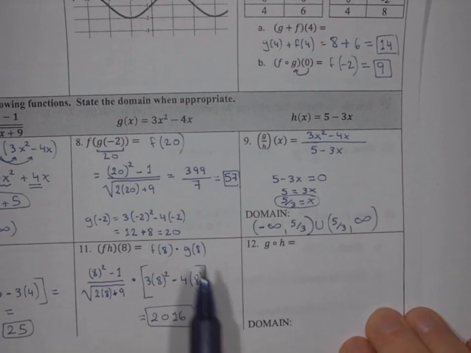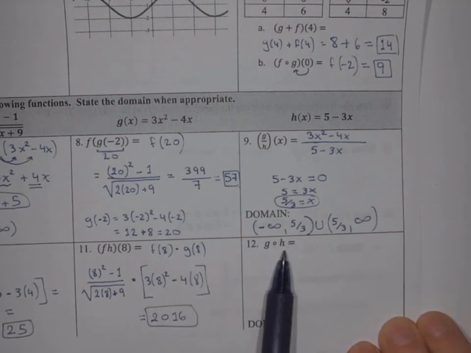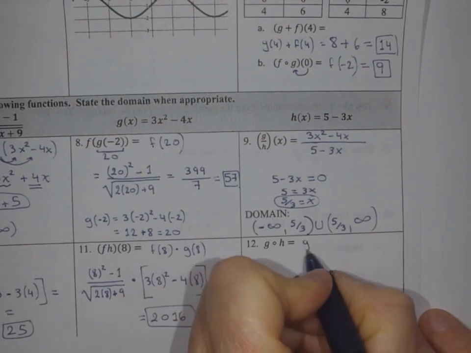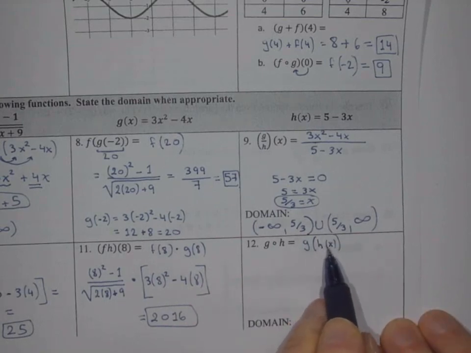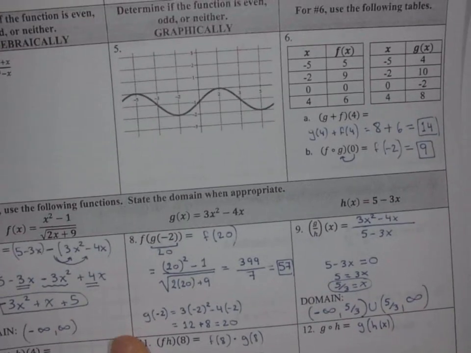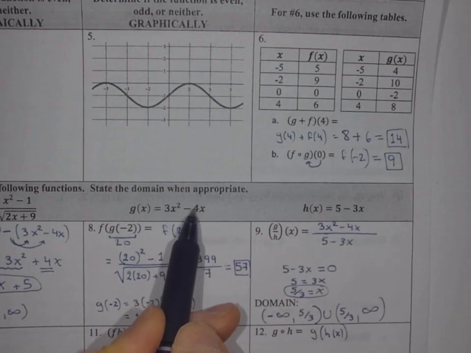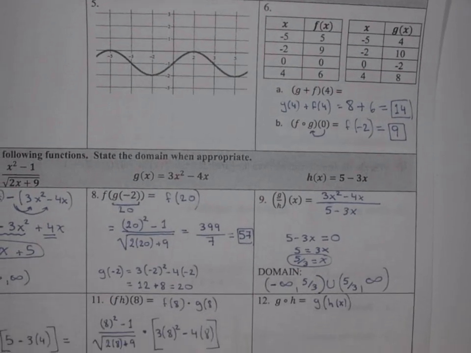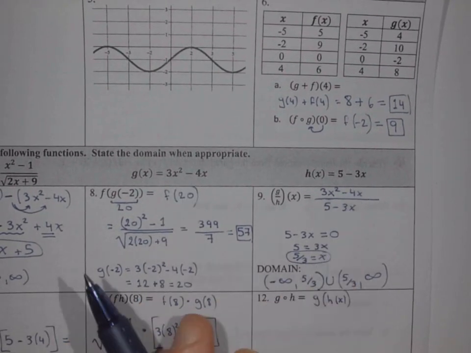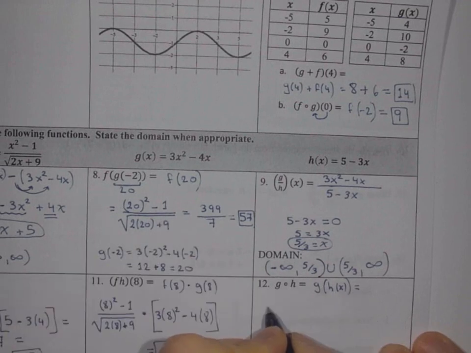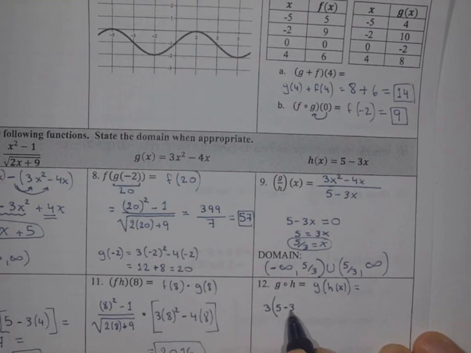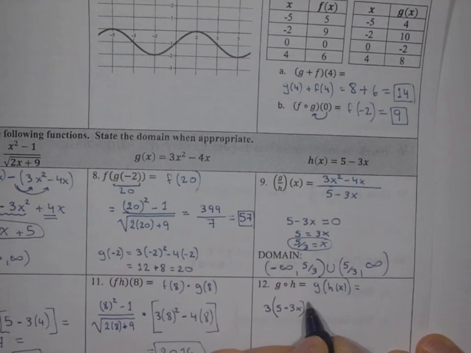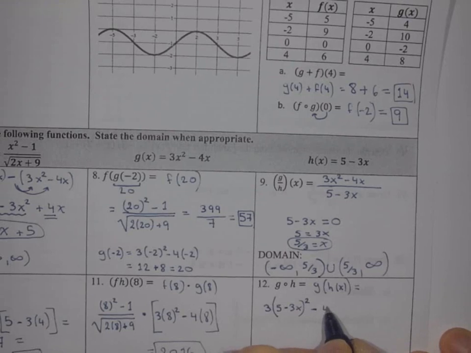And finally, number 12 here, that's a composition, so that's where you're going to compose. So this just really says g of h of x, right? Meaning your h function becomes the input of the g function. So this function becomes the x for the g function. So both of those x's are going to be replaced by 5 minus 3x. Okay, so that would be 3 times my new x, which is 5 minus 3x, and that should be squared, minus 4 times my new x, which is 5 minus 3x.